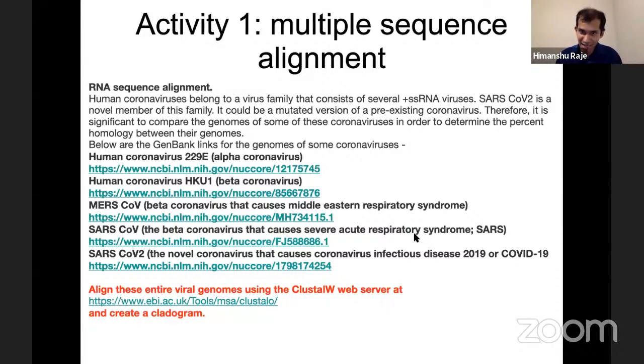A similar one to that is SARS-CoV. Of course, there is one Middle Eastern variant, and there are several other coronaviruses. These links will take you to their full viral genome sequences on GenBank. Your job is to obtain them in FASTA format and then go to this link to align them with each other. We are going to actually do a multiple sequence alignment. The software will do it for us to see which of these viral sequences are similar to each other and which of them differ from each other.